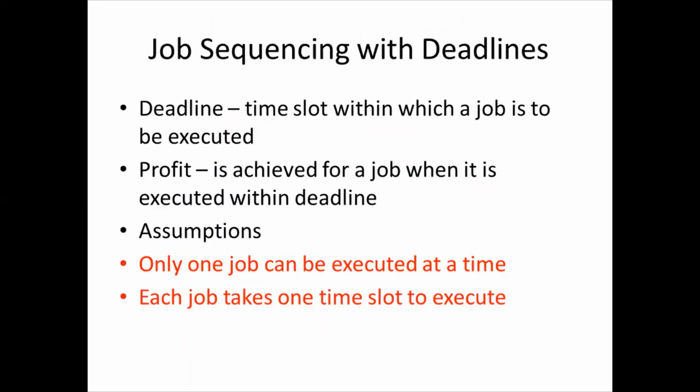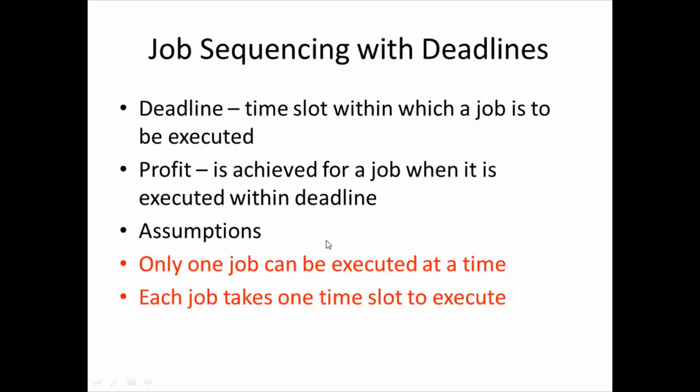Before we go on to solve a simple example of job sequencing, we will just look at certain common denotations, deadline and profit. What is deadline? The time slot within which a job is to be executed is termed as deadline. And profit is achieved for a job when it is executed within the deadline.